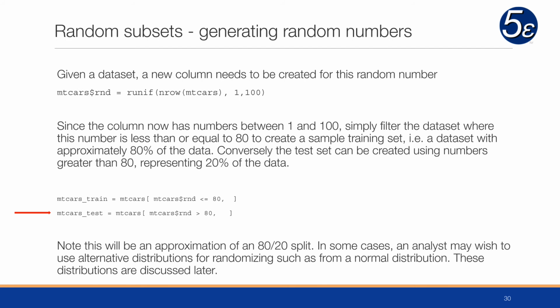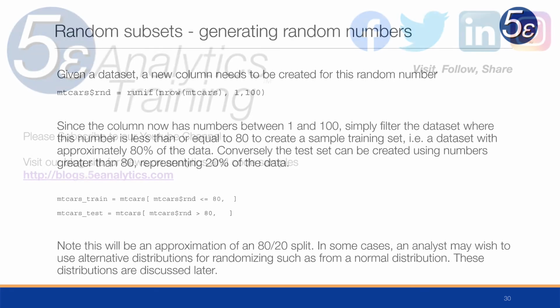Note that the runif is going to produce random numbers that are not whole numbers. These are numbers that are decimals, but it will still have an equal opportunity of all the numbers coming up between, in this case, 1 and 100. So using this technique is an approximation of an 80 to 20 split. In some cases, an analyst may wish to use alternative distributions for randomizing, such as a normal distribution. But these distributions will be discussed in a later module.